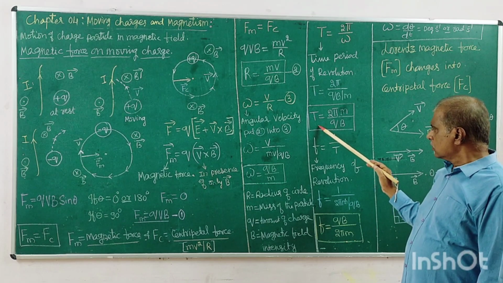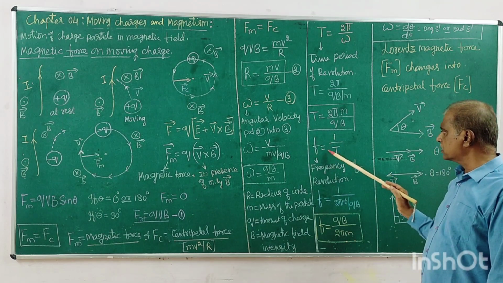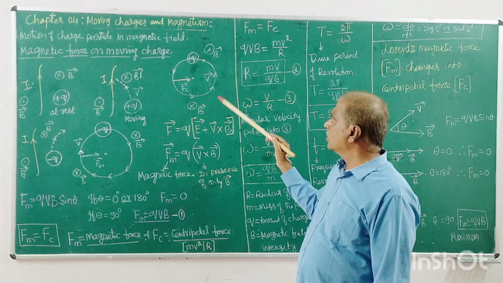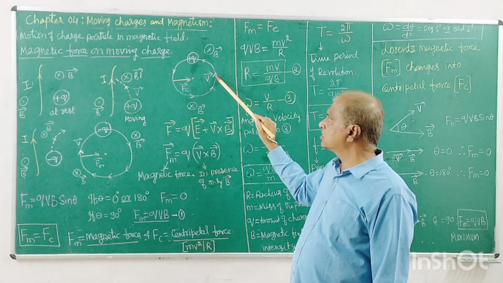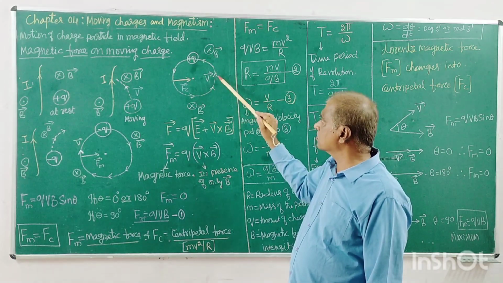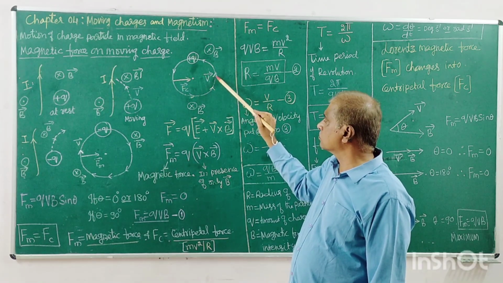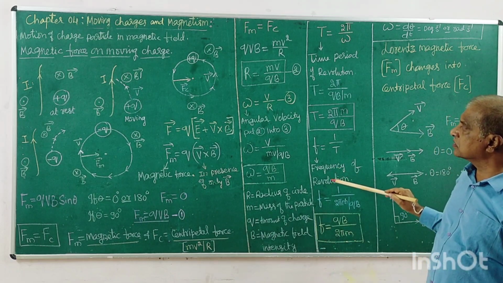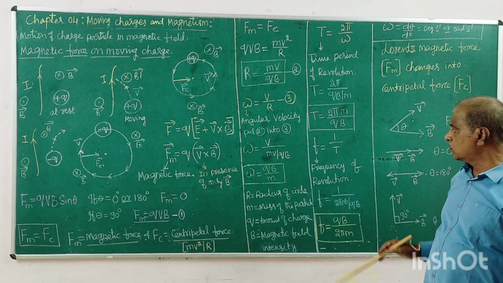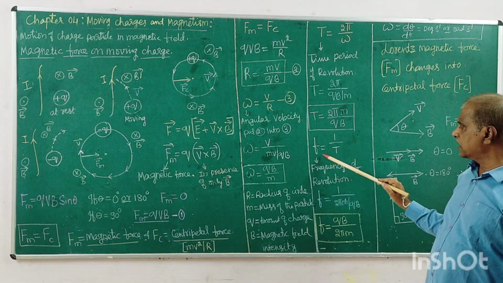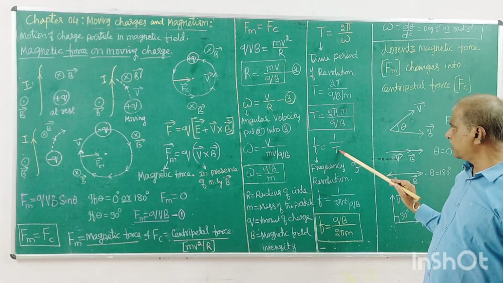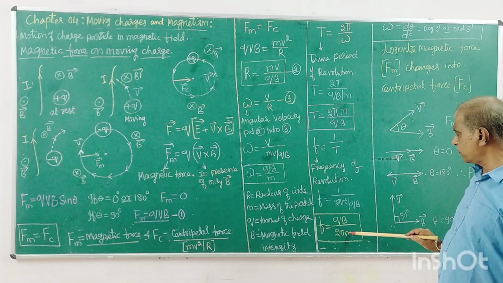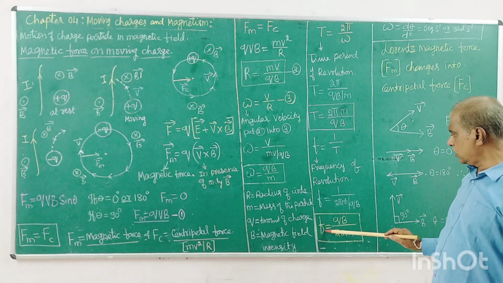And one more final equation: f equals 1 by T. It is the frequency of revolution, that is, in unit time, how many revolutions take place. In 1 second, if 5 revolutions take place, it is called a frequency of 5 per second. How many times the charge is revolving in circular motion in 1 second is called frequency of revolution. It is given by 1 by T, where T is the time period. Substitute for T, 2 pi m divided by qB, and simplify to get qB divided by 2 pi m.